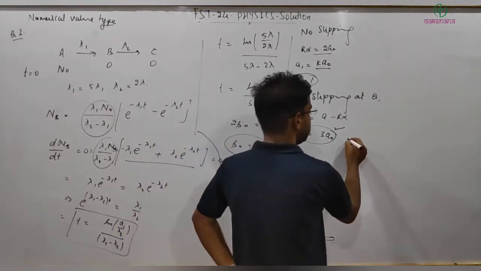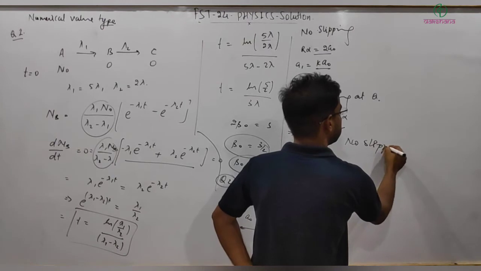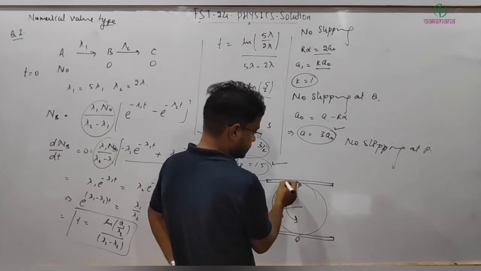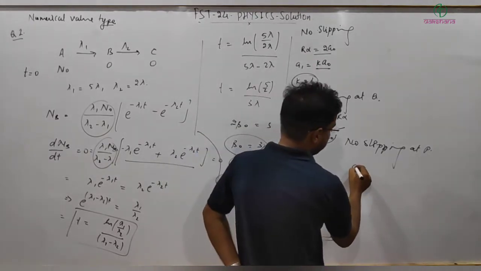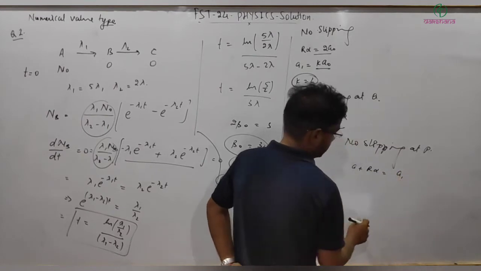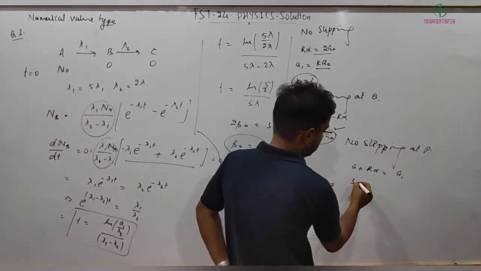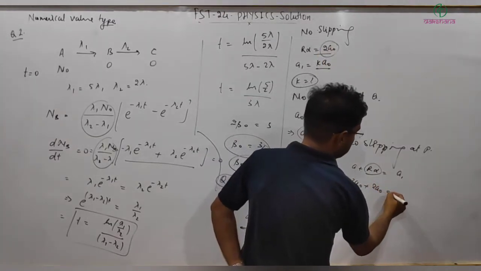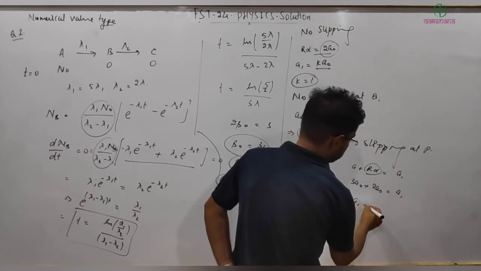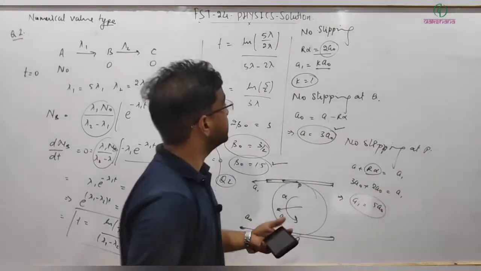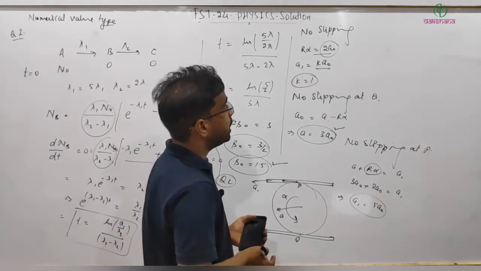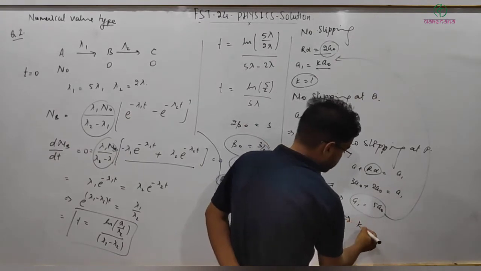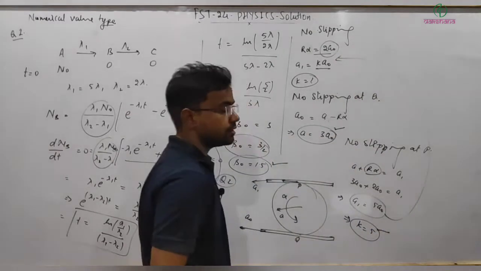Now similarly, no slipping at P, then the net acceleration of this point will be A plus R alpha. So I can write A plus R alpha should be equal to A1. A I already got as 3 a0. R alpha is already given as 2 a0. So 3 a0 plus 2 a0 is equal to A1. This implies A1 is equal to 5 a0, and it's given A1 is equal to k a0. So comparing these, k is coming out to be 5.